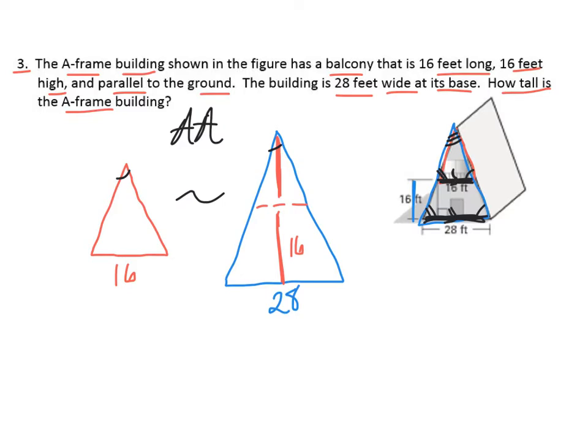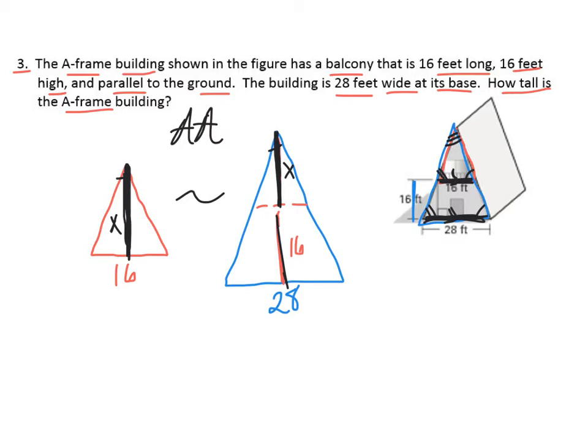As soon as I'm stating that they're similar, now I can try to go through and solve for their height. Remember, this is what I'm looking for. I want to figure out how tall it is total. So I'm going to need this top piece right here. As soon as I get x, I can just add this 16 to it and get the full height.